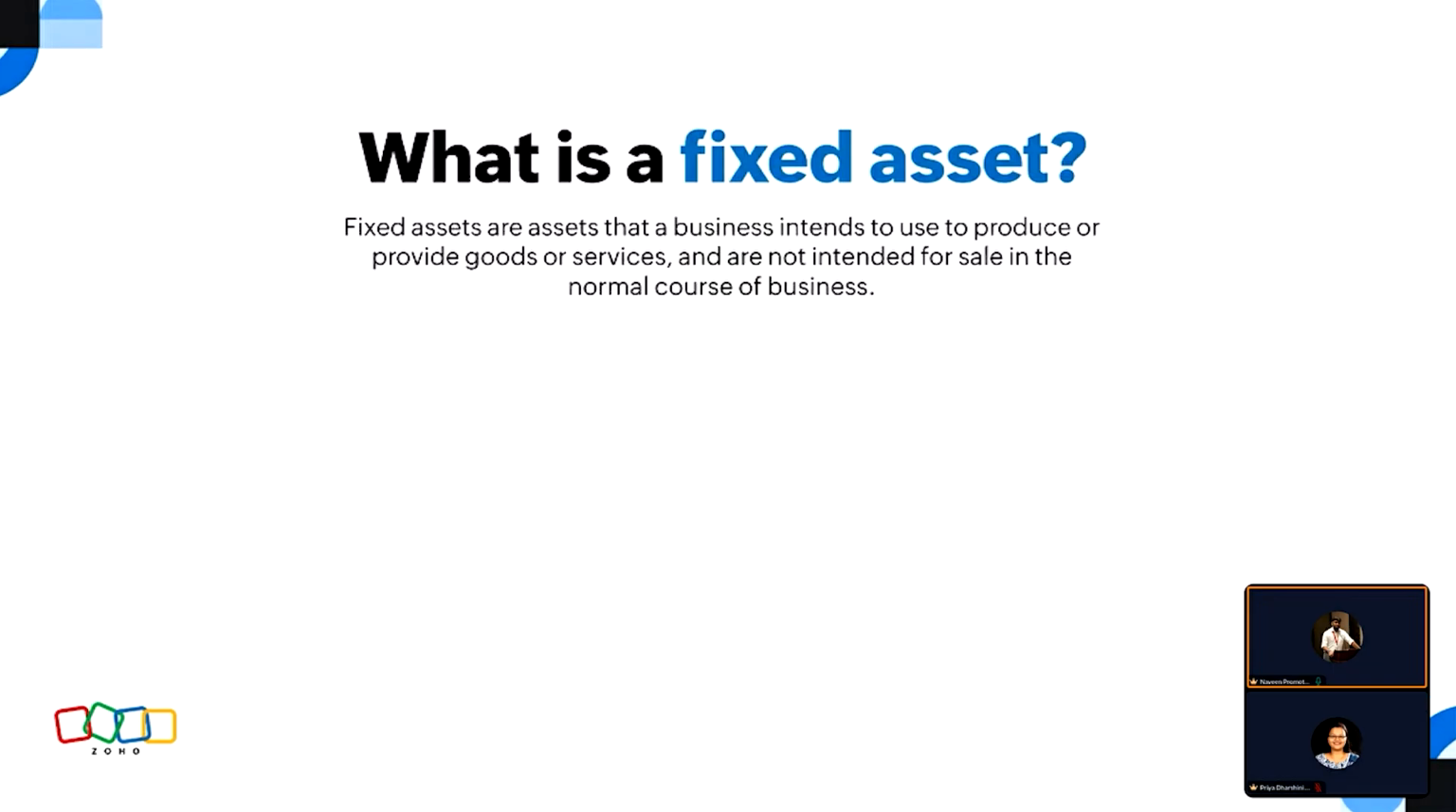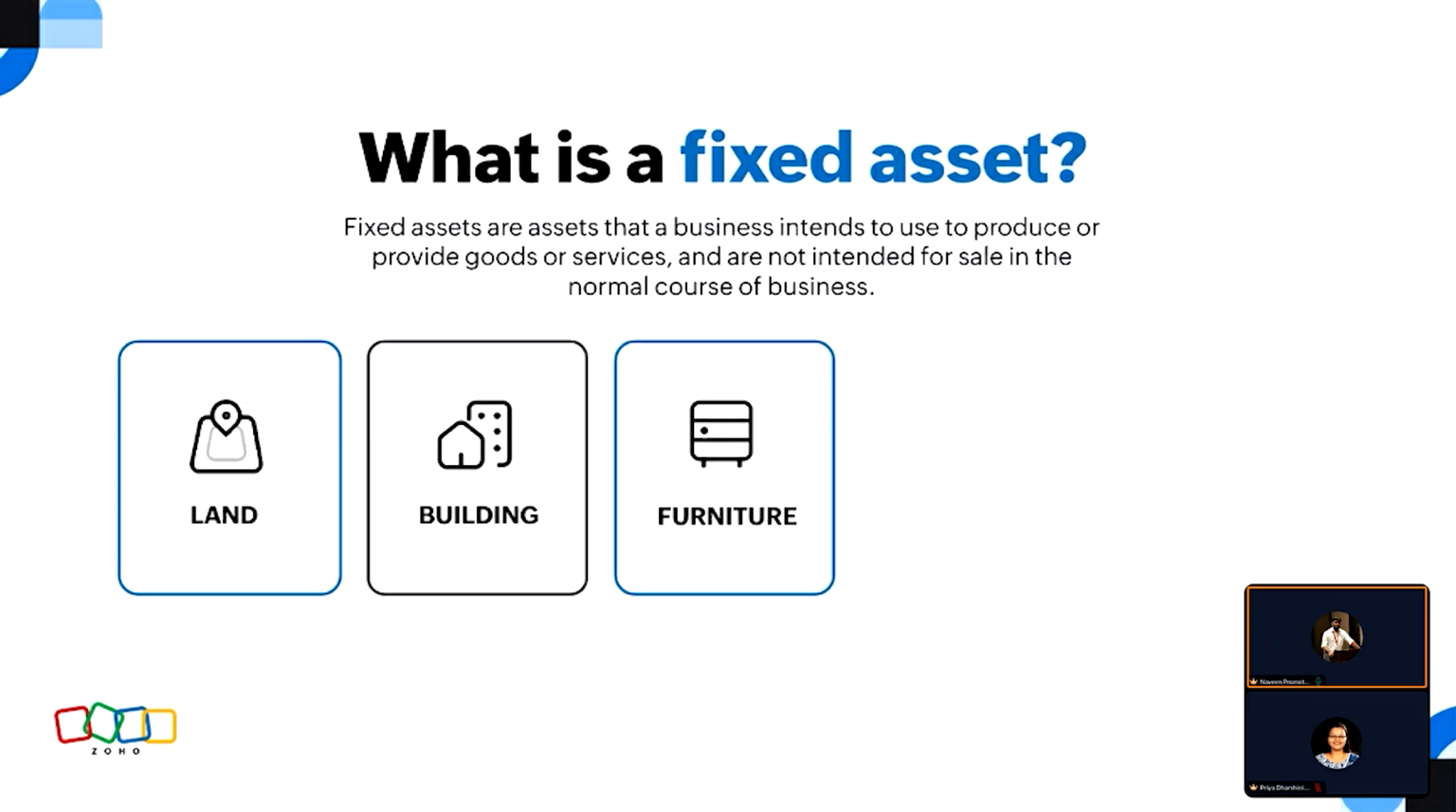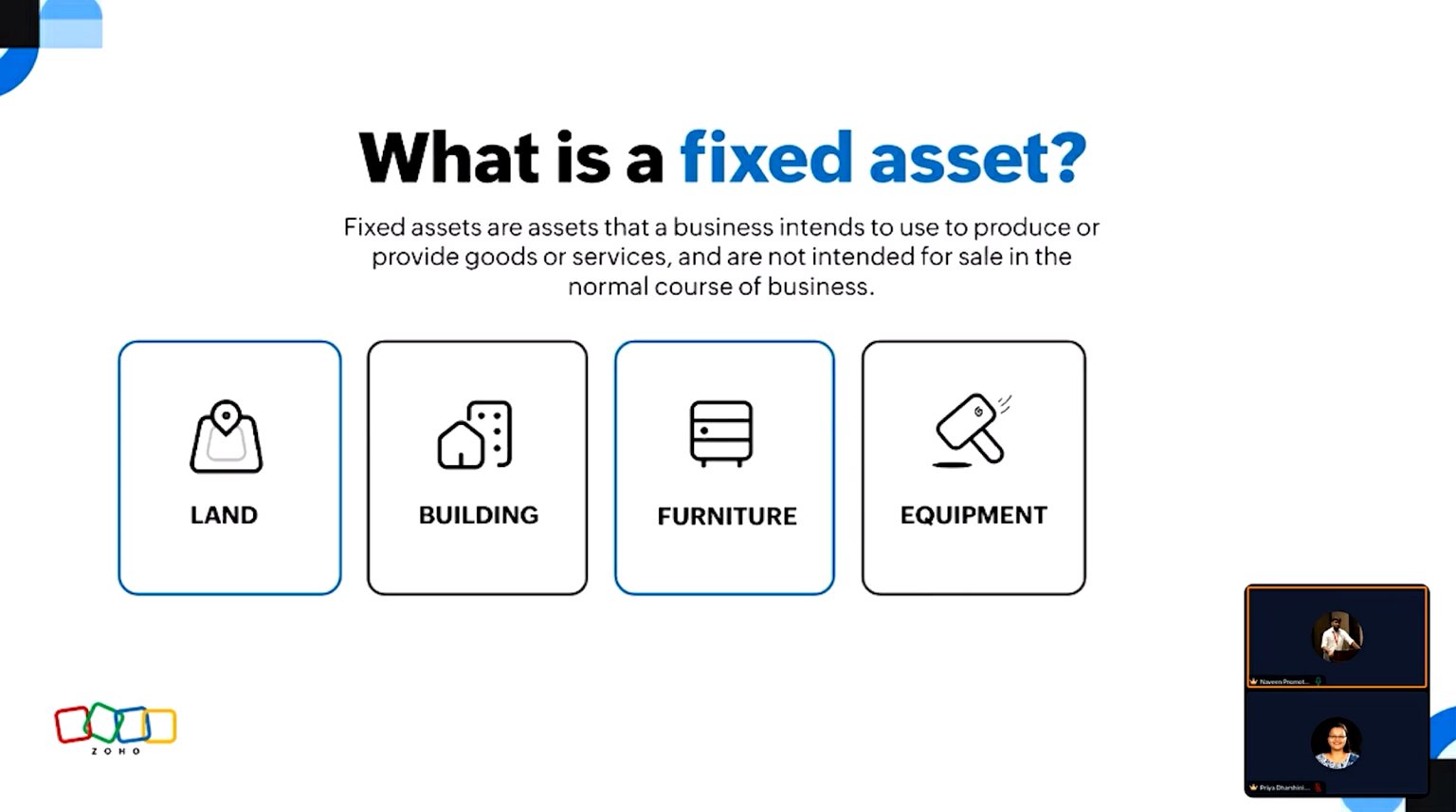To start with fixed assets in Zoho Books, we need to understand what comprises a fixed asset in a company. I'm pretty sure it is not a really new topic, but to set the context, fixed assets are the ones that the business intends to use to produce or provide the goods or services of their business. These assets are not intended for sale in the normal course of business as well. That includes land acquired, buildings that are built, the furniture of the company, the equipment used, and even the vehicles of the company.